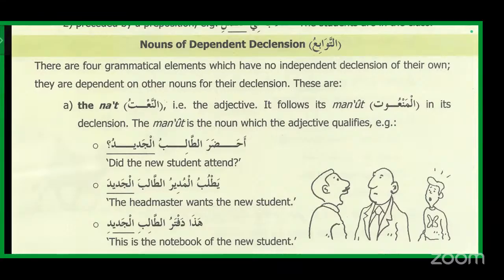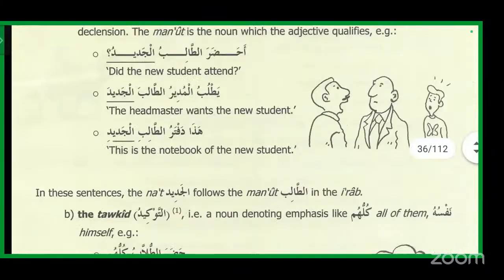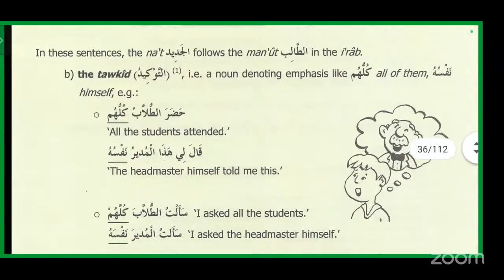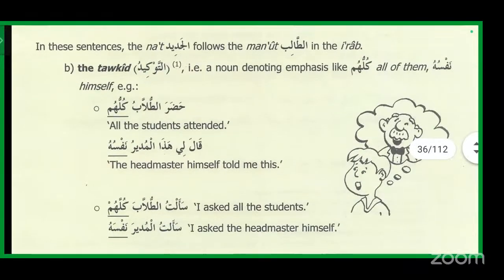Example, ahadara talibul jadidu. Did the new student attend? Yatlubul mudiru talibal jadida. The headmaster wants the new student. هذا دفتر الطالب الجديد. This is the notebook of the new student. In this sentence, the nat al-jadid follows the man'ut talibu in the i'rab.